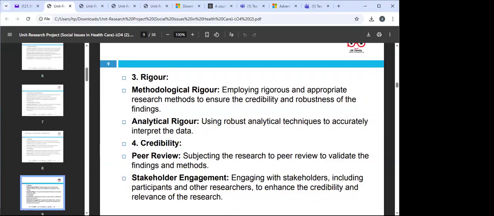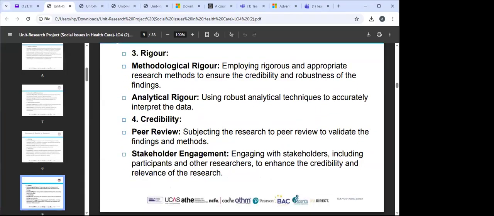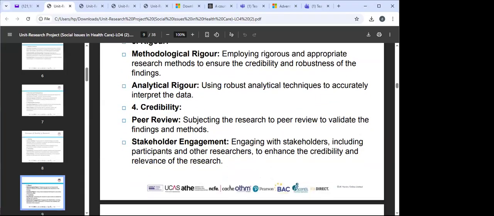Rigor, methodological rigor: employing rigorous, appropriate research methods to ensure credibility. I've mentioned that already. Analytical rigor, I've also mentioned, is using robust analytical techniques to accurately interpret the data. You can use Venn diagrams, bar charts, histograms. These are things that you can use.